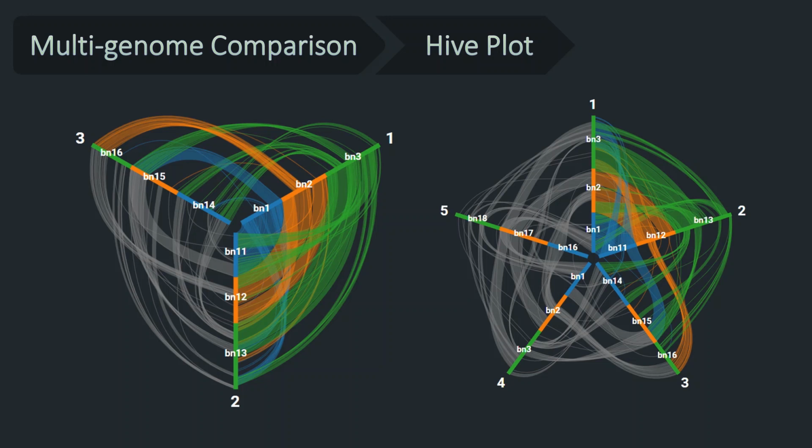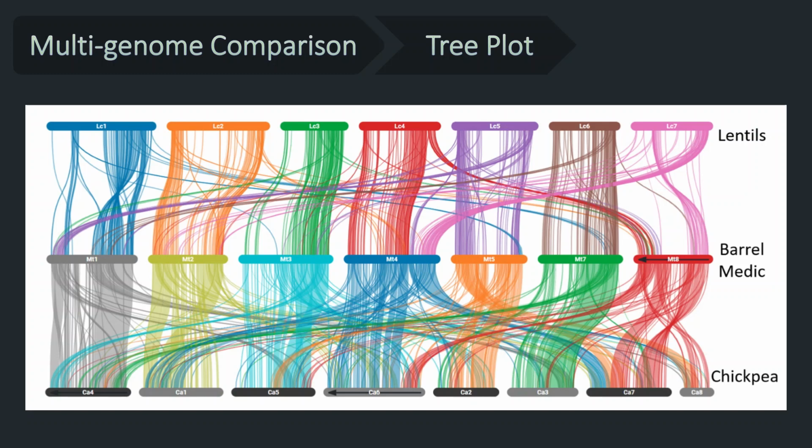Finally, we also have the ability to explore genomic conservation beyond just a single source and target and compare multiple genomes. For this, SynVisio offers two variations of the basic parallel plot. The first is a height plot which uses a radial style layout. And the second is a tree plot where we stack parallel plots vertically and link the duplicated regions between them.